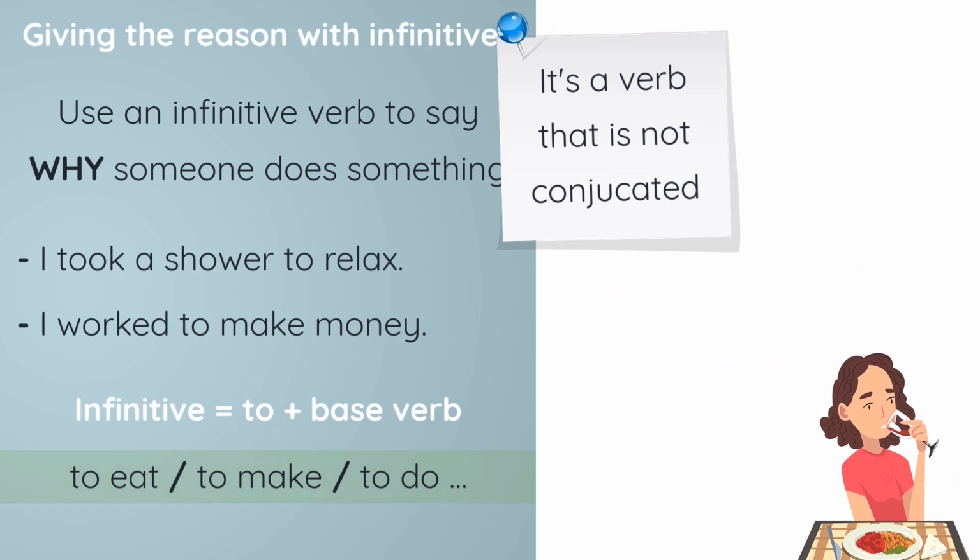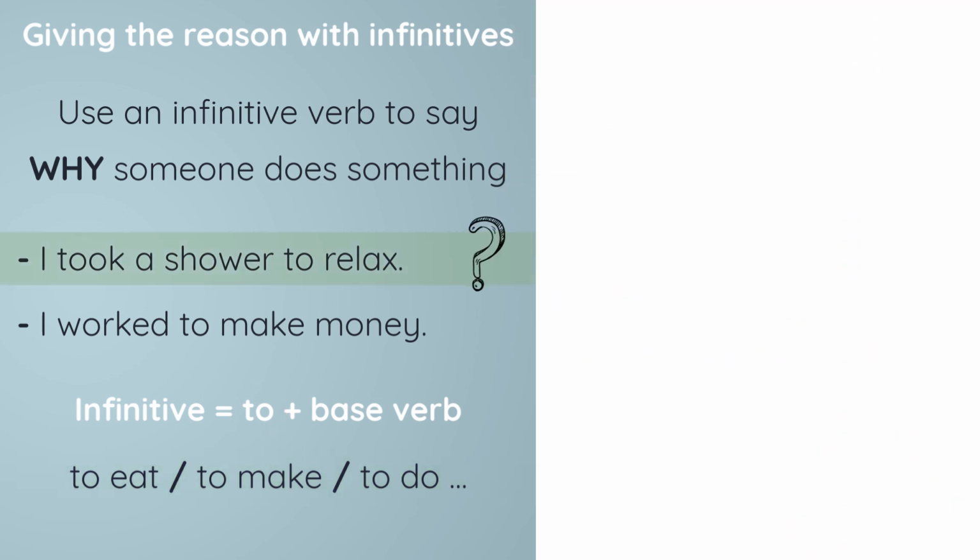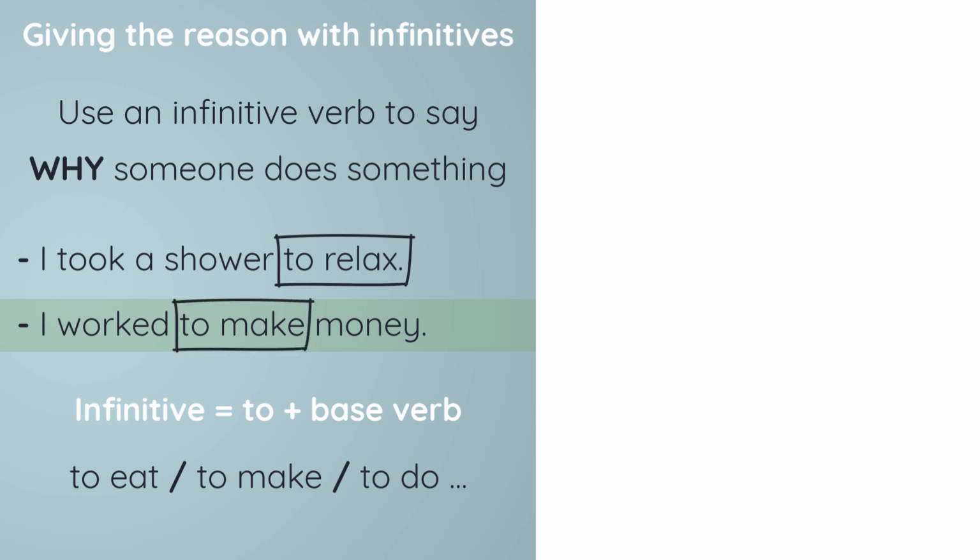So I want you to tell me, what is the infinitive verb in our first example? I took a shower to relax. So the infinitive verb is to relax. What about in our second example? I worked to make money. If you said to make is the infinitive, you're correct. So again, we use infinitive verbs to give the reason why we do something. So now, let's look at some more examples.